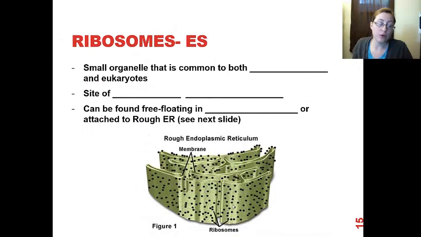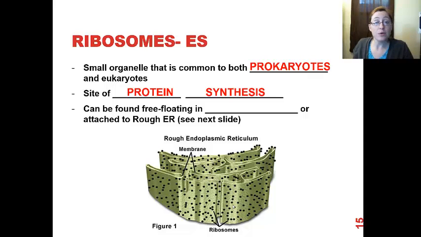Ribosomes are very important to the endomembrane system. They are found in both prokaryotes and eukaryotes. They're the only organelle that are common to both. And they are most important because they are the factory workers. They are where we actually produce the protein. And so they are very numerous inside cells.